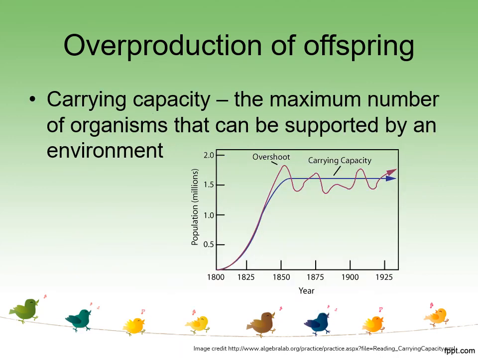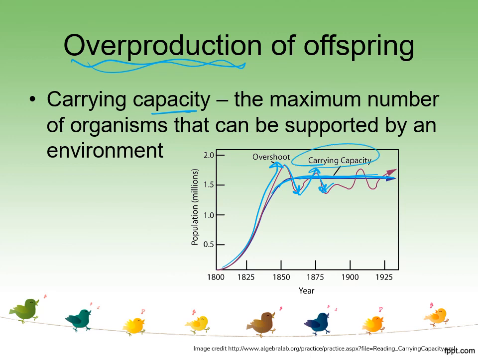Carrying capacity is this maximum number of organisms that we think can be supported by an environment, and overproduction of offspring is going to cause a few too many organisms to be produced, and then some will die off, but then there will be more resources, and then they'll have more babies, and then some will die off because there are too many. And so in reality, we never hit that carrying capacity line. Us humans just kind of average that number out to a lovely little plateau.